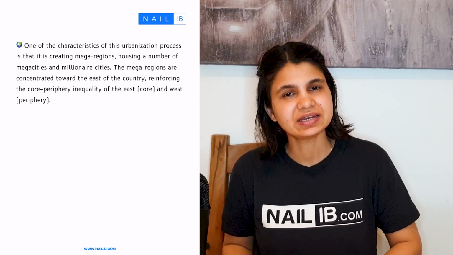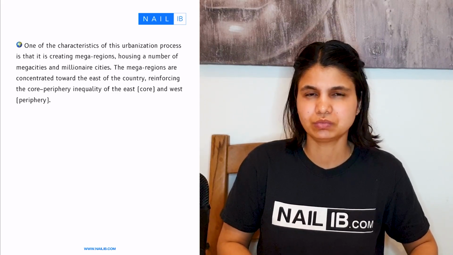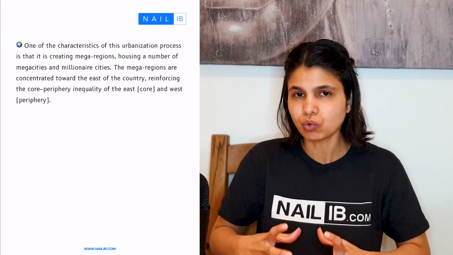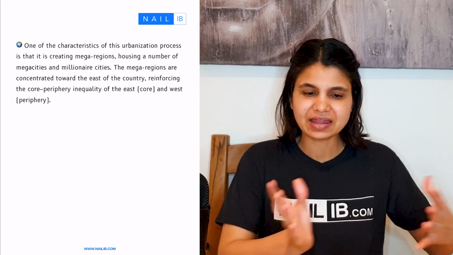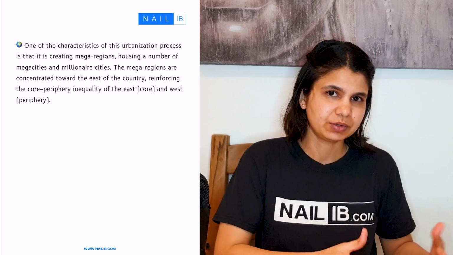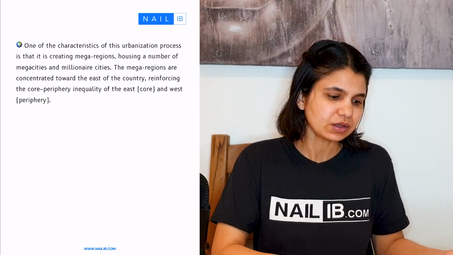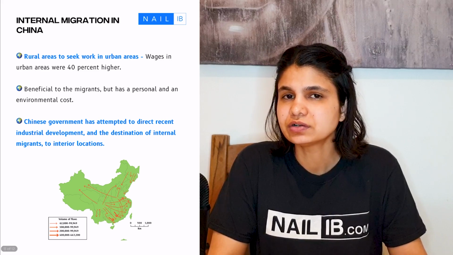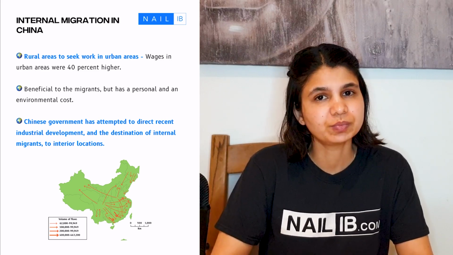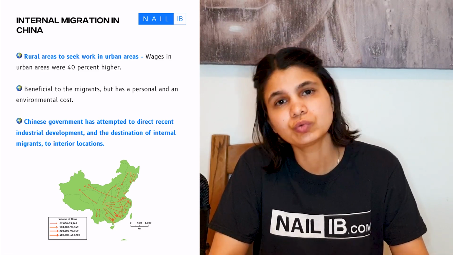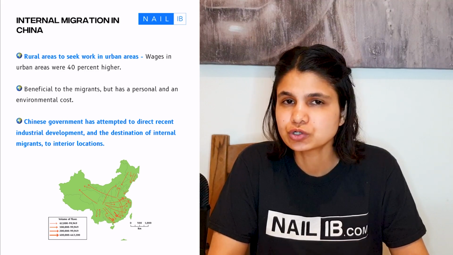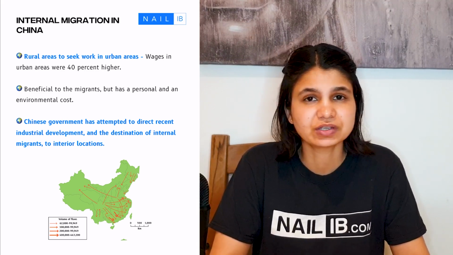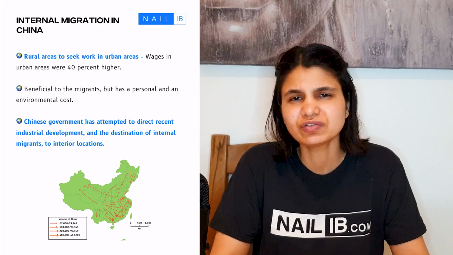Some areas would be highly developed, some areas would not so much. So we are looking at the east, which becomes the core of China, and the west, which becomes the periphery, because that's where the resources are scarce. Now, this is leading to internal migration in China. People from the periphery are trying to move to the core because of the employment opportunities that the laborers get, because of education, because of the better quality of life, basically.